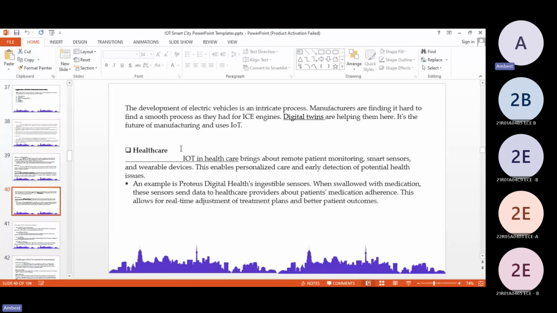Remote patient monitoring is the most important thing in the healthcare department, because with remote monitoring, when patients are admitted and become ill, they will not be able to maintain themselves.